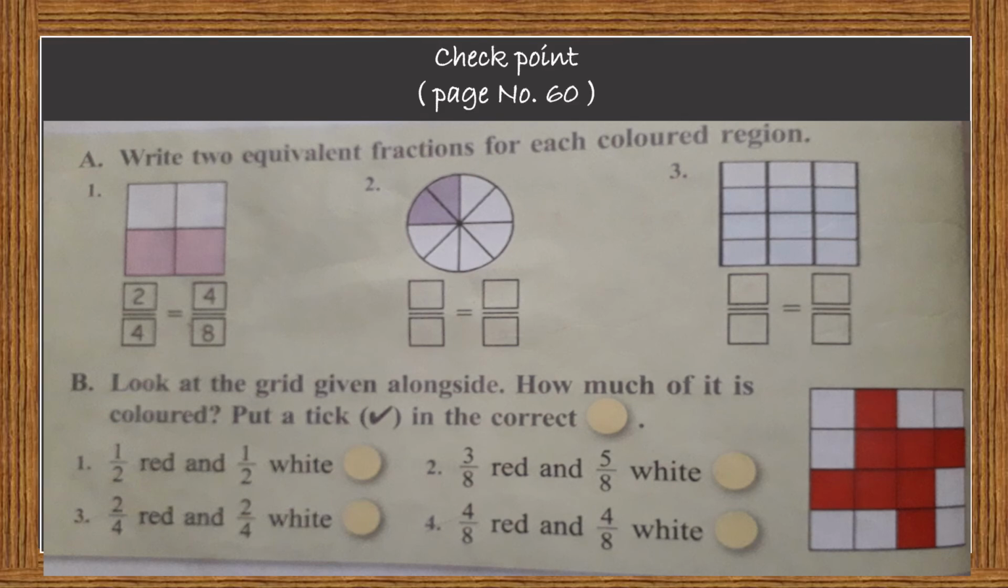Again, I will suggest you to do this in your textbook with the help of a pencil. Now what is our first question? Write two equivalent fractions for each colored region. So here they have given us the first example. The total parts are 4, amongst which 2 are shaded. So they have taken out a fraction in higher order. So they have multiplied this numerator and denominator by 2. So it is 2 2s are 4 and this is 4 2s are 8.